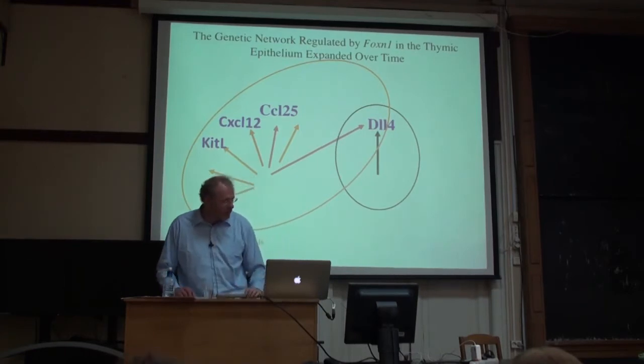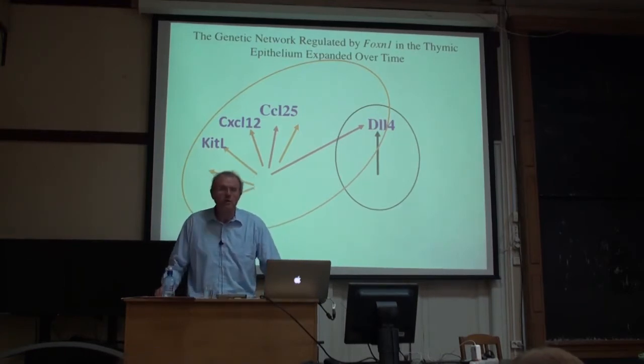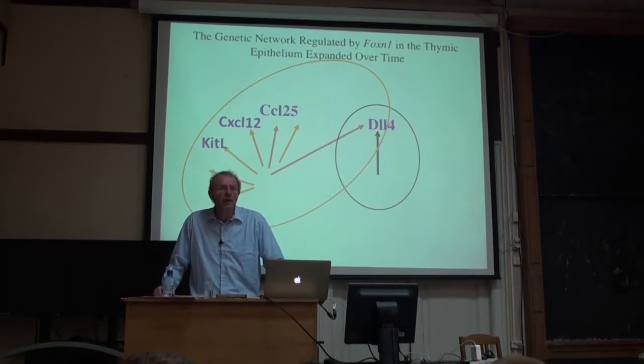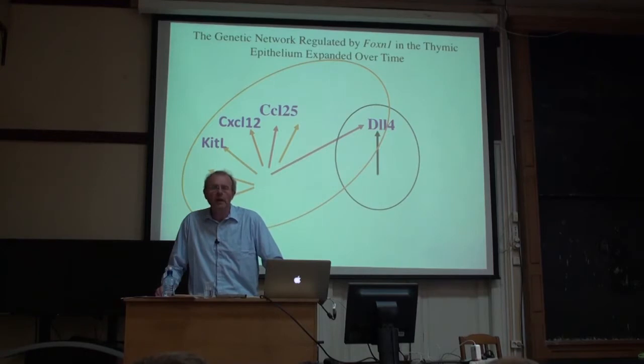DLL4 protein is perhaps familiar to the students of invertebrate development. It's called delta-like ligand. It's the equivalent of a very famous gene that was discovered in Drosophila. That is a ligand for another important developmental regulator, Notch.